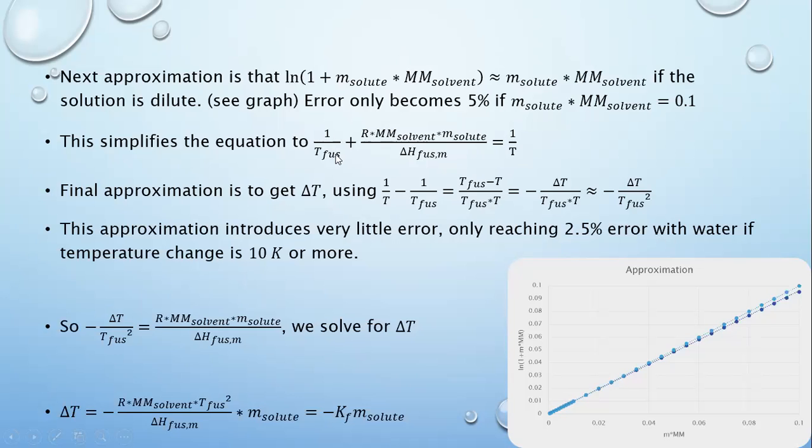So now the final approximation is how we calculate delta T. We're going to say delta T, minus 1 over T fusion, we're going to cross multiply those together. I've got a note again: 1 over x minus 1 over y, we can say that's y minus x over x times y. So we're going to get T fusion times T fusion minus T, and there's our delta T on top.